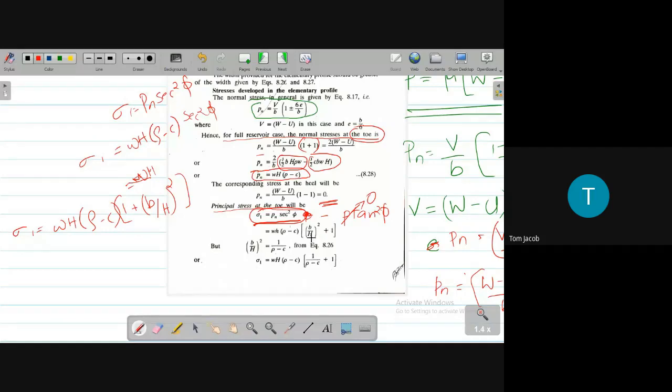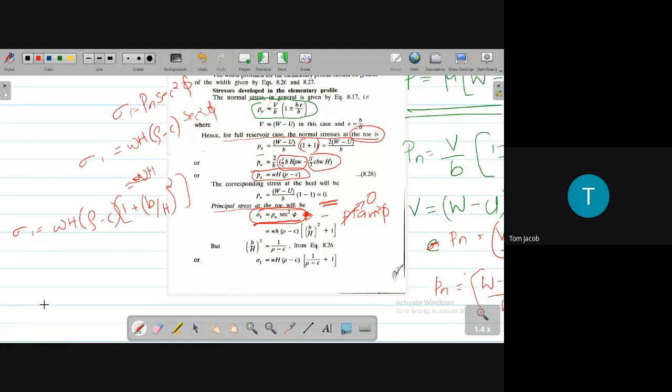So we have now, again from equation 8.26, which is an equation that we derived earlier, (B by H) whole square is equal to 1 by (rho minus C).